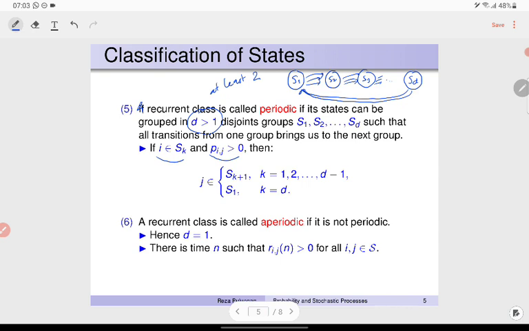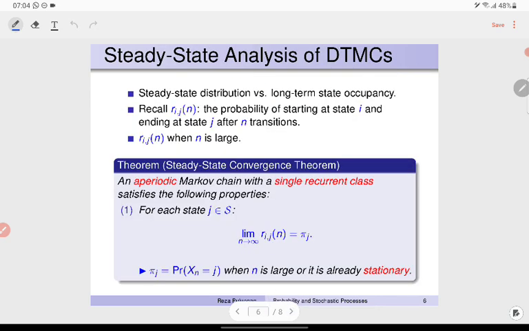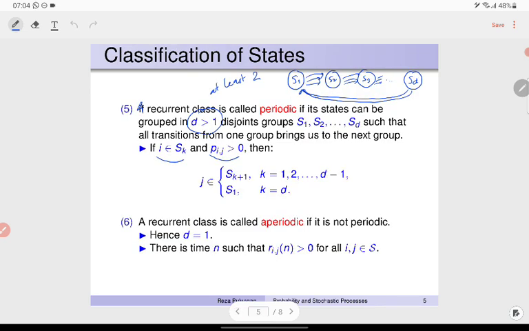Now we have these 6 definitions, 6 facts that will be used later on to describe the steady state analysis. Okay, we're going to use this. Now this is going to be used in steady state analysis of DTMCs. And actually, this classification of states is not only for DTMCs but also for continuous time Markov chains.